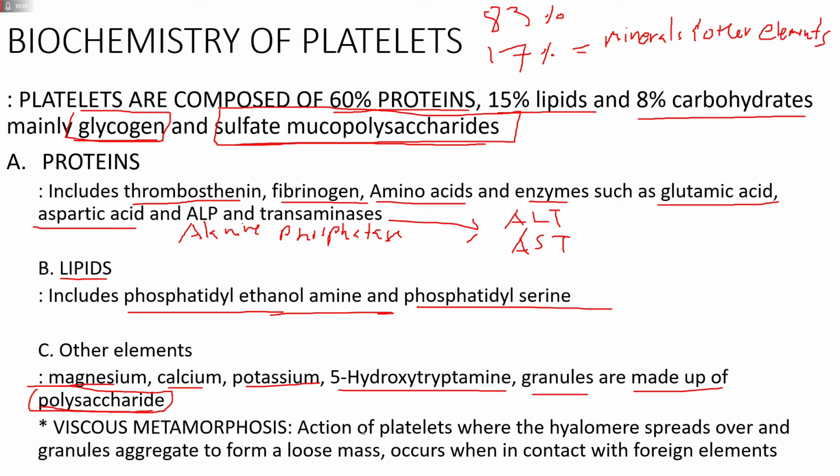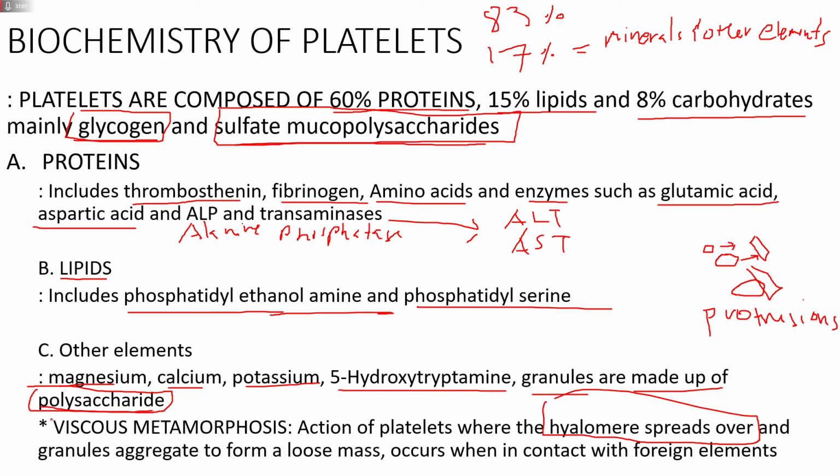Now we have your so-called action of platelets class, where the hyalomere spreads over and granules aggregate to form a loose mass. Occurs when in contact with foreign materials. Now, itong viscous materials nyo class, imagine this would be your platelet. Now, it would encounter a virus or a bacteria. Now, what it would do class is that it would expand. Mag-i-expand yung hyalomere niya. And it would expand to the point that it would aggregate. Didikit siya ngayon. Didikit siya dun sa foreign material. And that would be possible because meron siya, diba kanina, meron siya mga protrusions. That's one of the possible reasons.